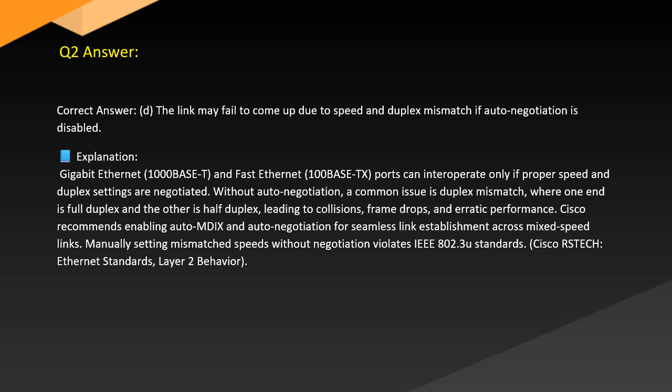Cisco recommends enabling AutoMDX and auto negotiation for seamless link establishment across mixed speed links. Manually setting mismatched speeds without negotiation violates IEEE 802.3 standards. Cisco RSTECH Ethernet standards, layer 2 behavior.